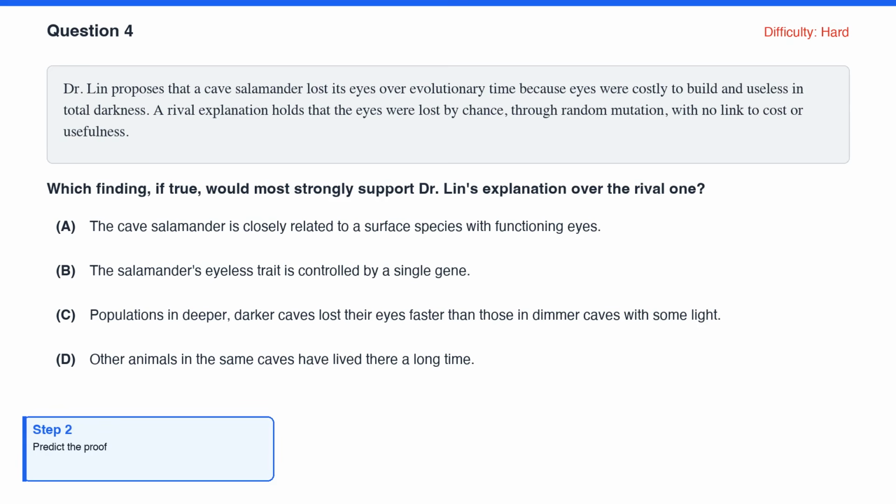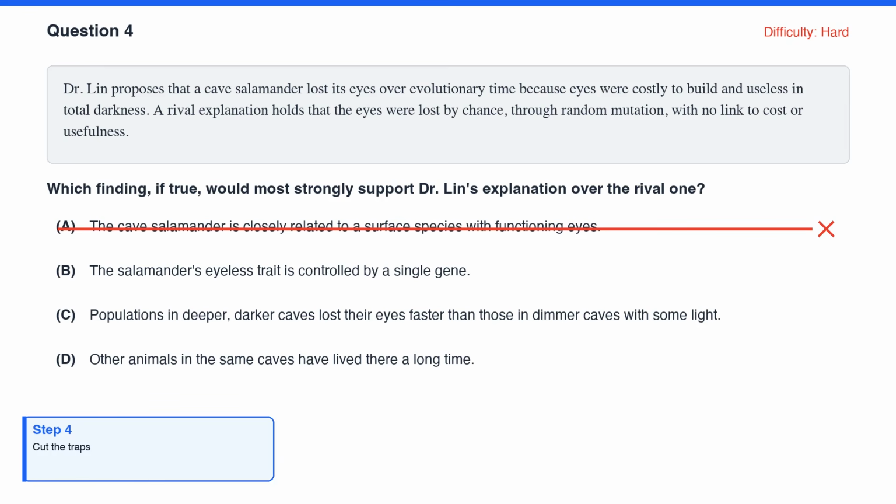Step 2, predict the proof. A finding where eye loss tracks usefulness, more loss where eyes are more useless, would favor Lin because pure chance predicts no such pattern. Step 3, match the most direct. I'm looking for a usefulness pattern, not just any salamander fact. Step 4, cut the traps. Here's the key move for over the rival. Throw out anything that fits both explanations. Choice A, related to a surface species with eyes, true under either story. It doesn't distinguish them. Cross it.